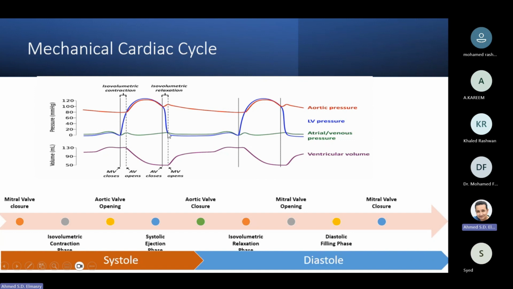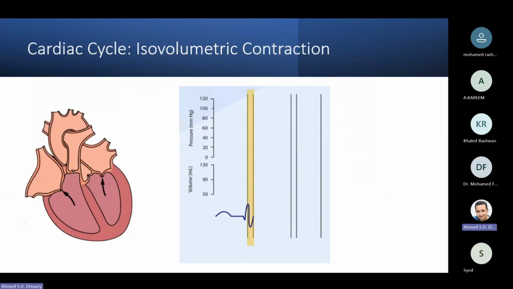After opening of the mitral valve, the diastolic filling phase will be initiated in order to fill the ventricle with the blood. So the first phase of the mechanical cardiac cycle is the isovolumetric contraction phase.